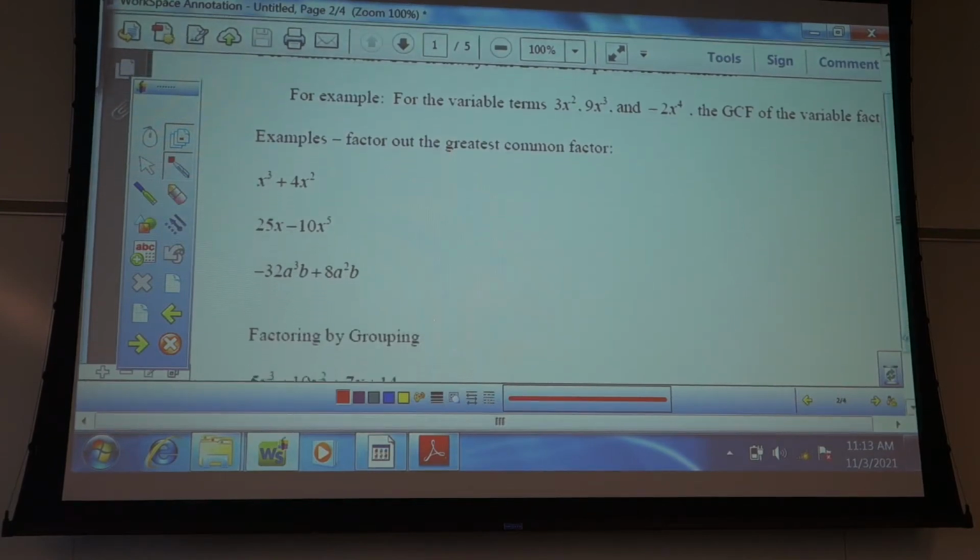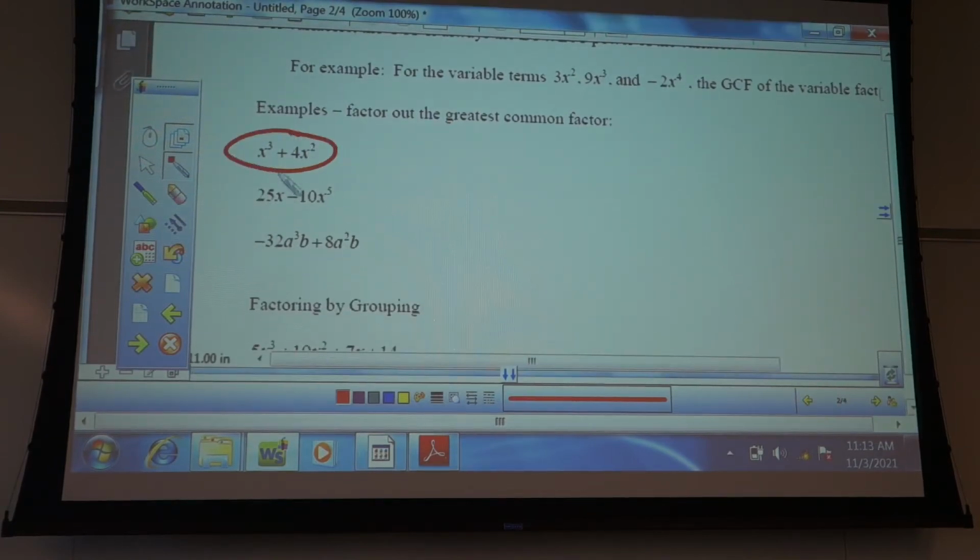So here, what do these two have in common? What can I pull out of both of them? What can I factor out of both? Number-wise, they don't have any factors I can pull out of both. But x-wise, I can pull out 2x. So maybe it'll help if I write this as x times x plus 2 times x times x.